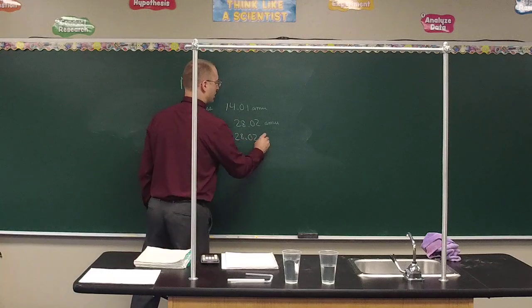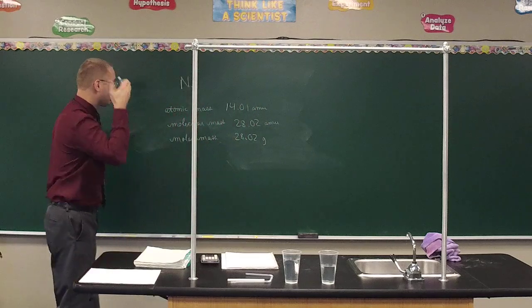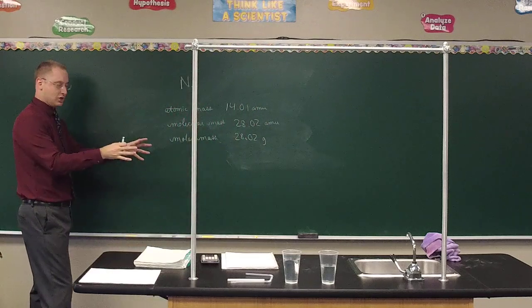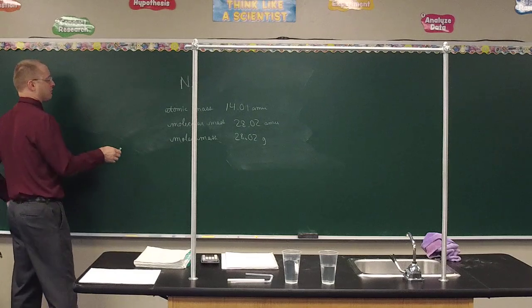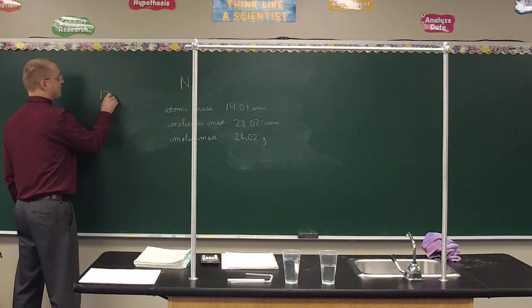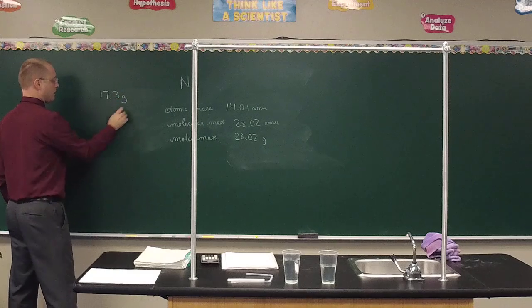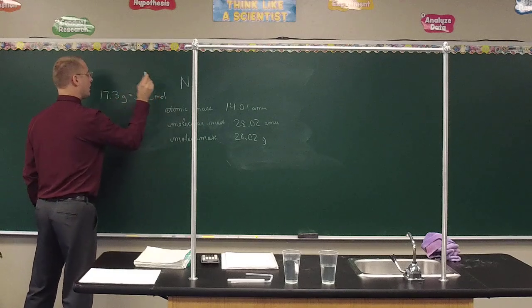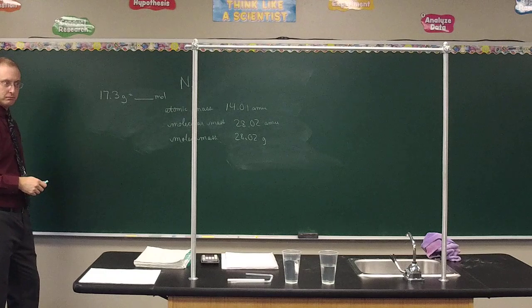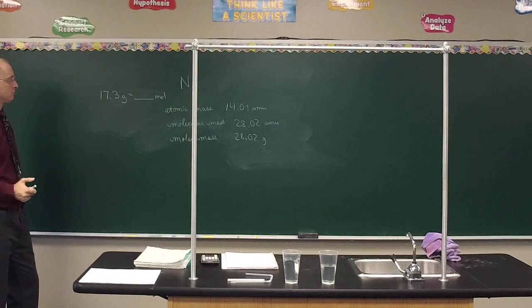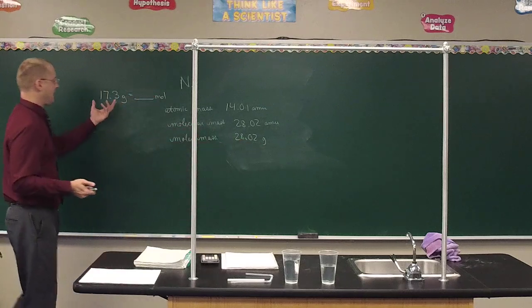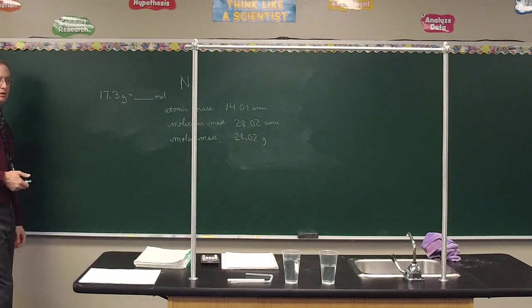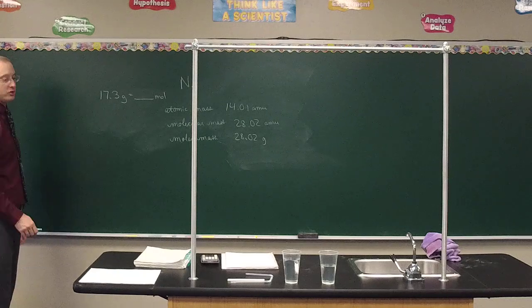28.02 grams. All right, so for instance, let's suppose I took a sample of nitrogen, I accounted for the mass of the container and subtracted it out, and I found that my nitrogen had a mass of 17.3 grams. How many moles would that be? Well, what would I have to do? If a mole is 28.02 grams, I have 17.3 grams. Divide. Just divide at your seats. How many moles do I have?